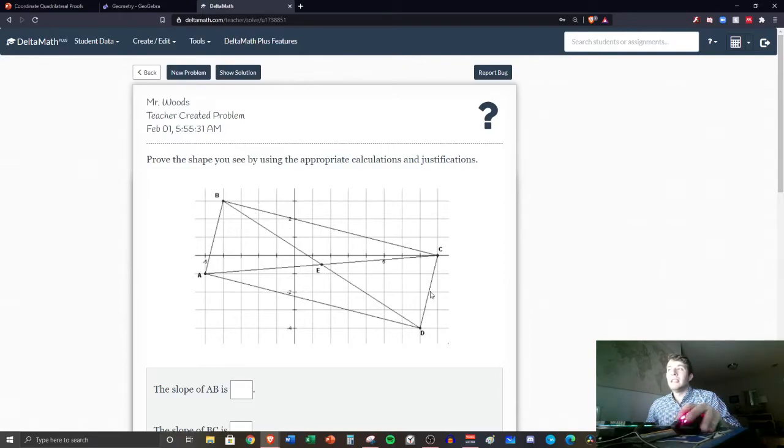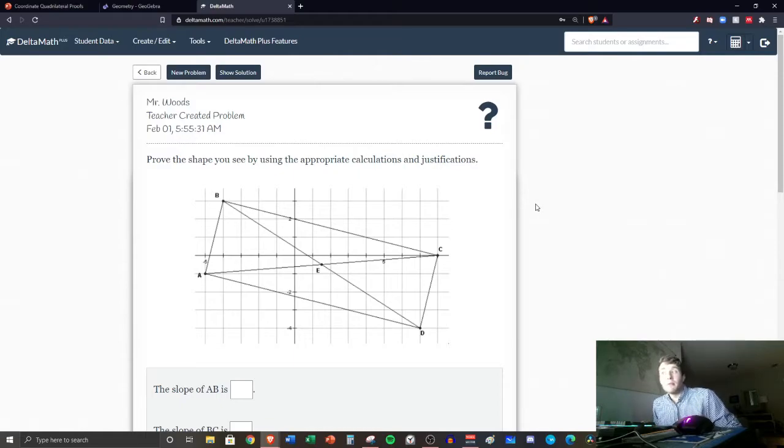So let's talk about the proof aspect of this, okay? It says, prove the shape you see by using the appropriate calculations and justifications. So obviously, the first time that this is introduced to students, they're like, well, Mr. Woods, it's a rectangle. I can see it, right? That's how students think. That's what they do. Yeah, I can tell that it is a rectangle. But that's not good enough for what we're trying to do, okay? You have to actually prove that it's a rectangle.